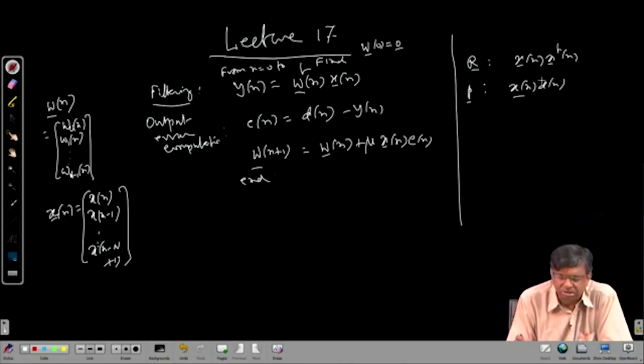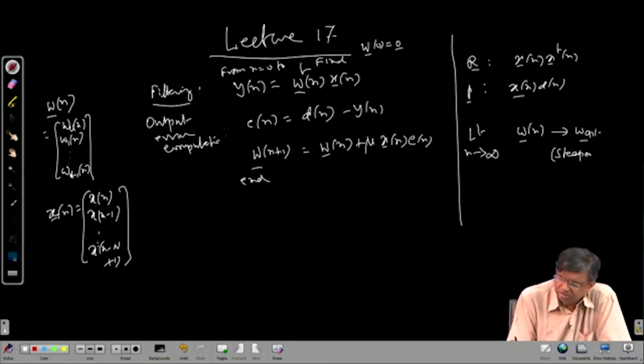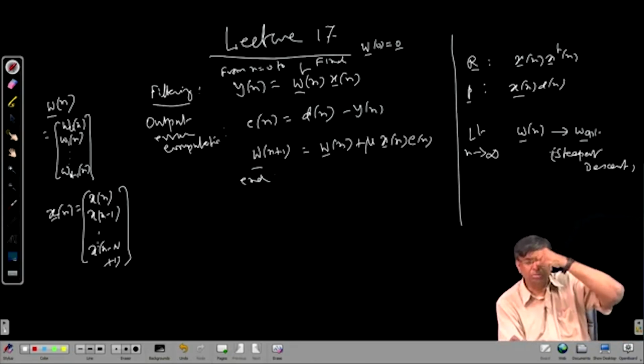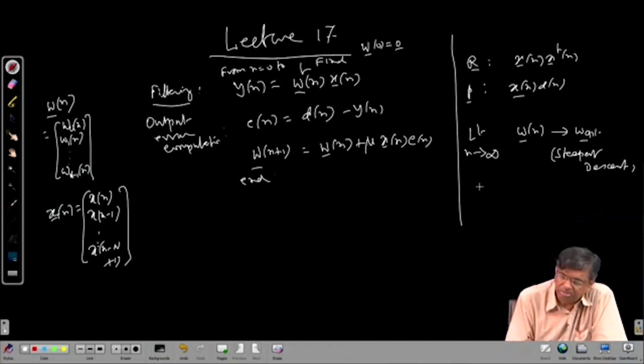Because of these approximations, we pay a price. The weights do not converge absolutely to the optimal one, they converge in the mean, that is, as n tends to infinity. Wn was converging earlier to W opt in the case of steepest descent. Though we did not prove it, from the graph we plotted, from the figure it was clear it converges directly. But in the case of LMS, it does not.